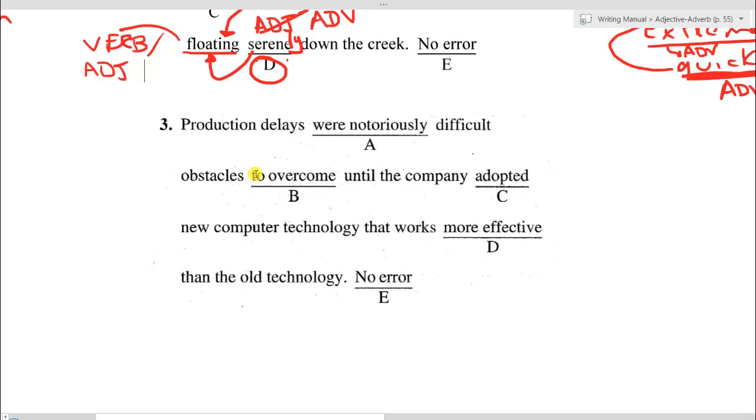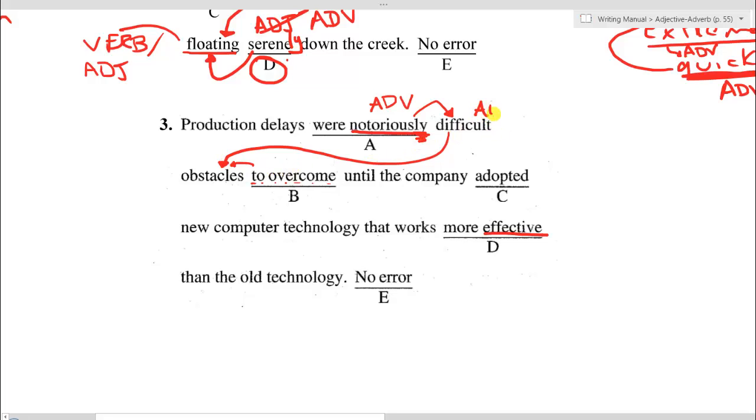Number 3: production delays were notoriously difficult, and so on. So what do we got here? We got an adverb here in A. We have an adjective here in D. This infinitive may actually also be acting as an adjective as well. It's actually describing obstacles, but we'll ignore that one for now. That's not all that important of an item to review in terms of the SAT. So let's look at this notoriously. So there's our adverb. We need to figure out what that adverb is modifying, and it is modifying difficult. Difficult itself is an adjective modifying obstacles, difficult obstacles.